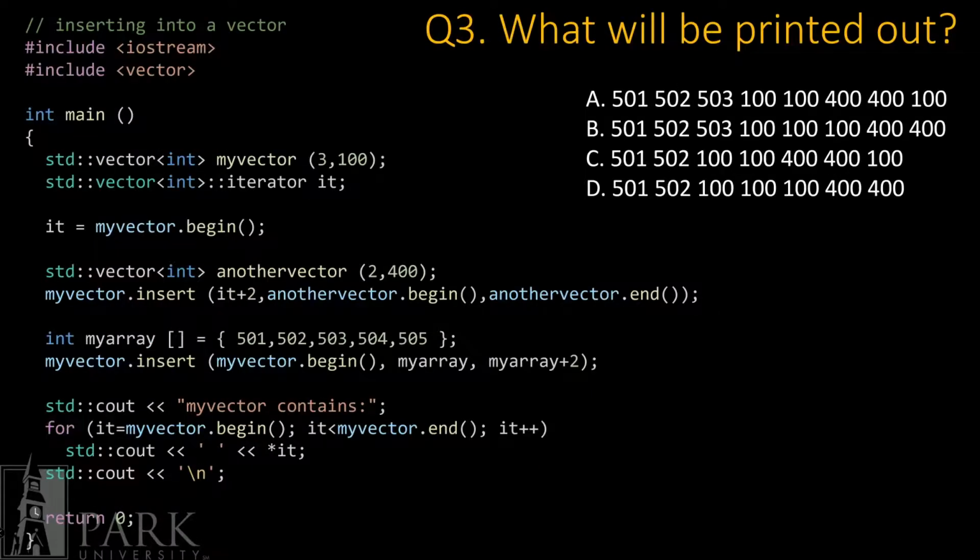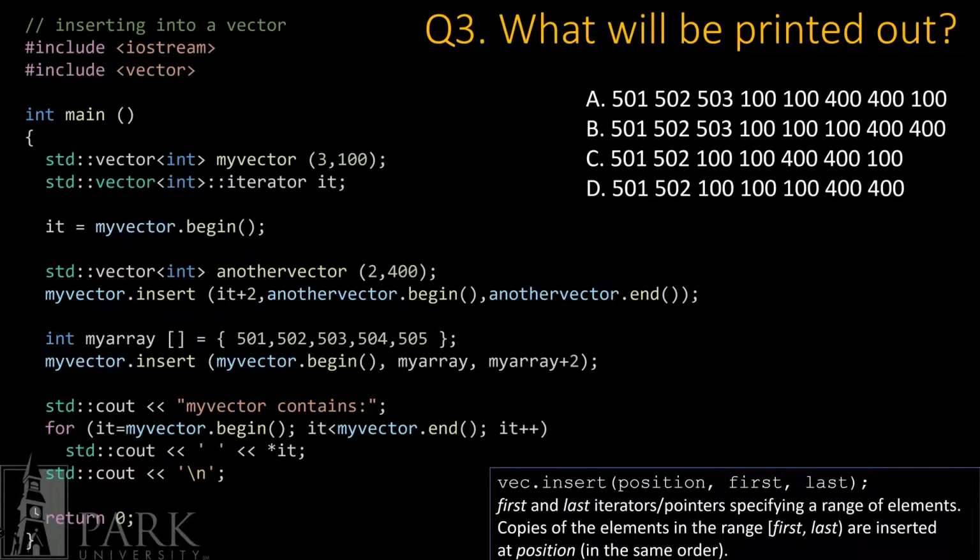All right, one more question for you. Insert has yet another overloaded option, where the first parameter is the position and the second and third parameters are iterators or pointers that point to the start and stop of a range of values. So given this knowledge, what will be printed? Take your time, trace the program, and see if you can figure it out. Go ahead and pause the video and I'll give you the answer in a second.